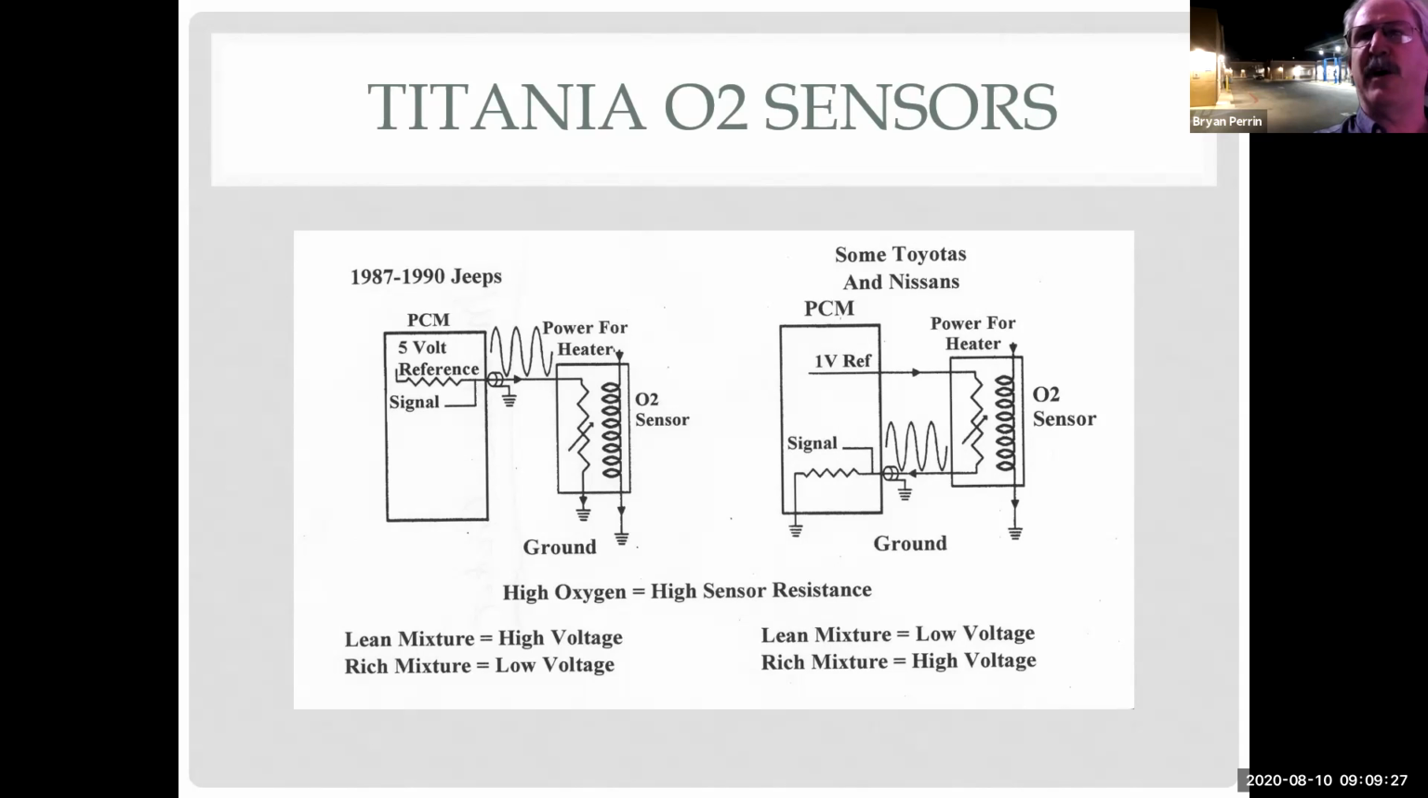But if you see 5 volts on an O2 sensor circuit, it means you're working on a titania sensor on one of these Jeeps. And there are still some of these out there. But the key point is the high oxygen content equals high sensor resistance. So it depends on where the sensor is located in the circuit.